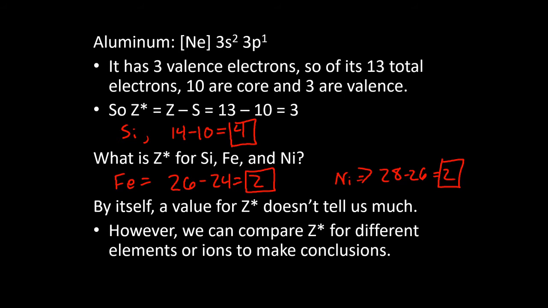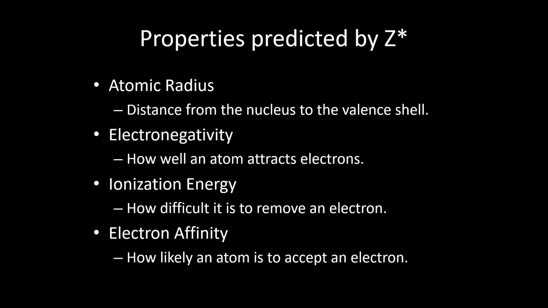So, this value, while interesting, doesn't actually tell us any specific trends. We're only going to be able to use these values to compare from one element to another, and that will help us figure out, comparing, for example, silicon and iron, comparing their effective nuclear charges, seeing the difference between the two. That will help us figure out, for example, which one of these two elements will be larger, or which one of them will have more electronegativity. It'll help us figure that out.